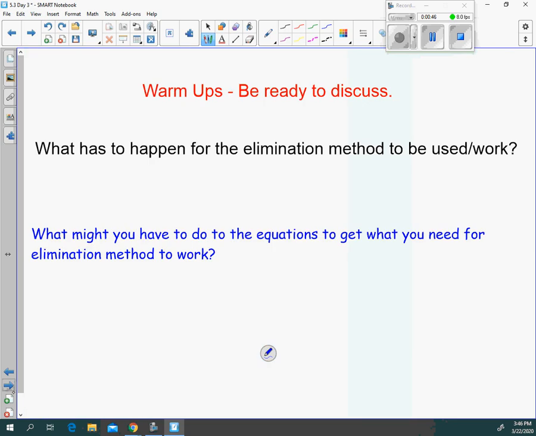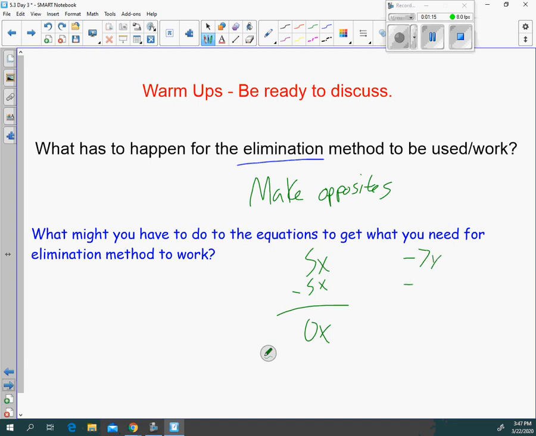All right? Let's think about this. What has to happen for elimination to work? The answer, of course, is you have to make opposites. What are opposites? 5x and negative 5x, because they add up to 0. What's another example? Negative 7y plus 7y. You see how those all add up to 0? Yes, because we're just trying to make zeros. So that's what the goal is always.